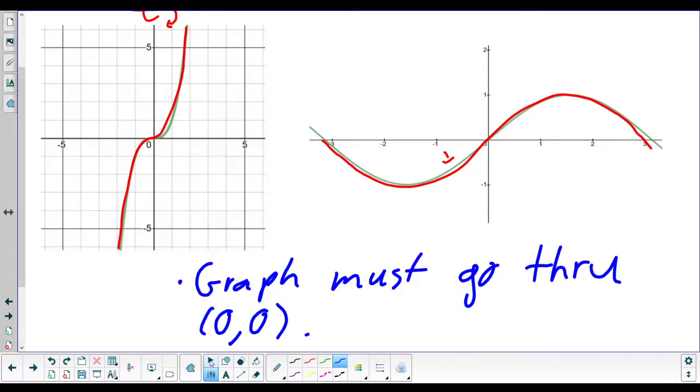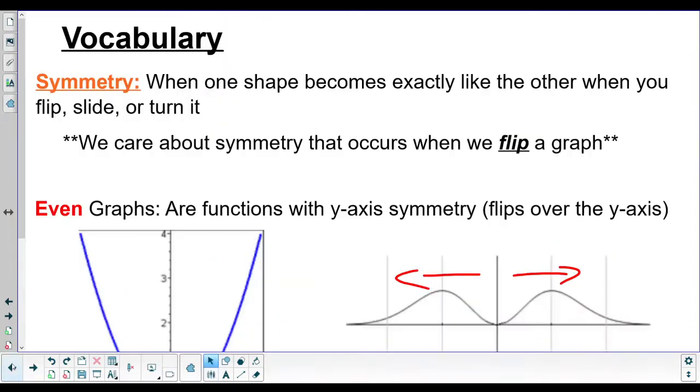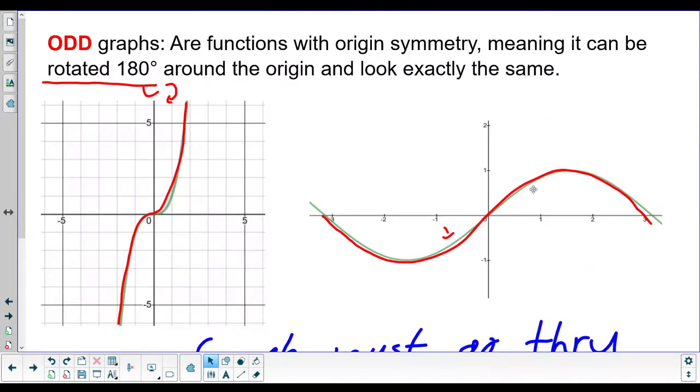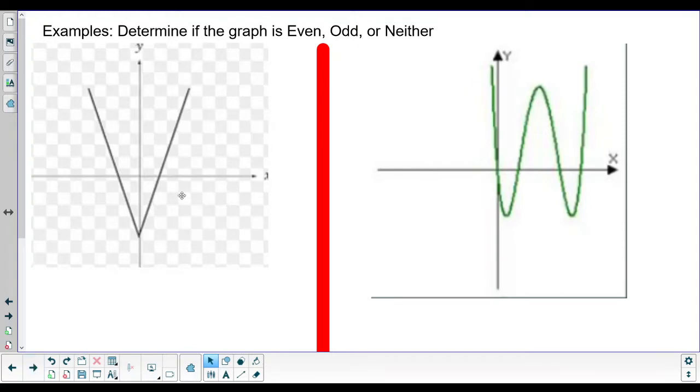All right. So the last type is neither. So if it's not like this, it's not even, and it's not like this, it's not odd, then you would just say it's neither, meaning it isn't either one of them. Okay. So let's look at a couple of graphs and determine if they are even, odd, or not either of them.